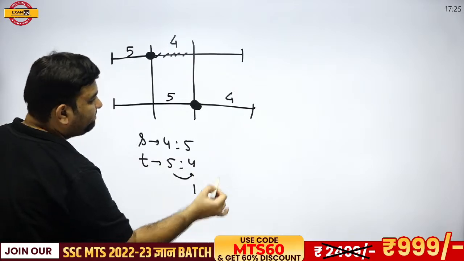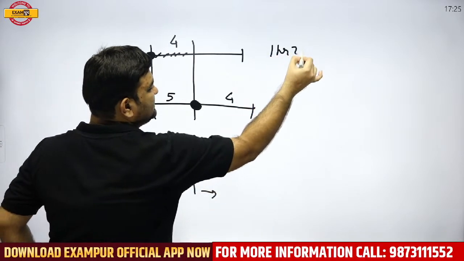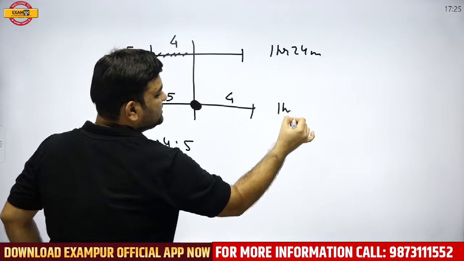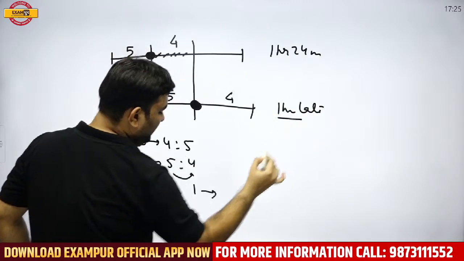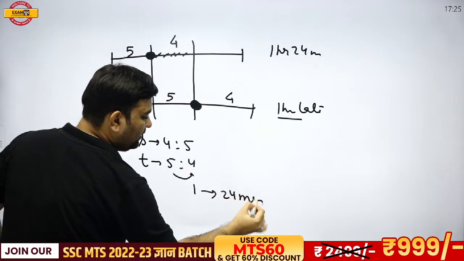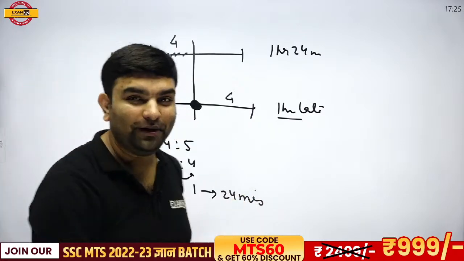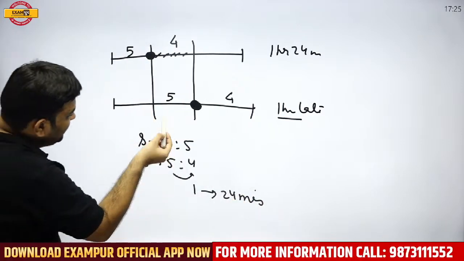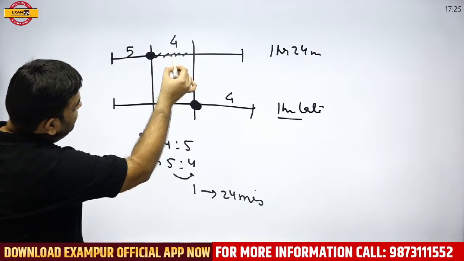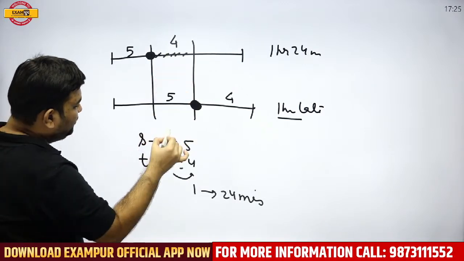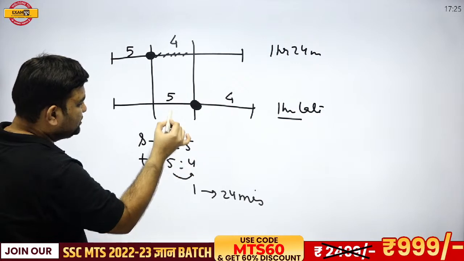Here 1 hour 24 minutes late, and here 1 hour late. So actual time covering is 24 minutes. This is the speed for the first portion and this is the speed for the second portion.